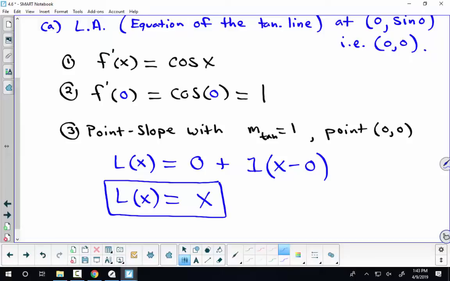Okay, do you have any questions on the process? Okay, so what does that tell us then? We know it's the equation of the tangent line to sine at the origin, but really, what does that actually do for us here?